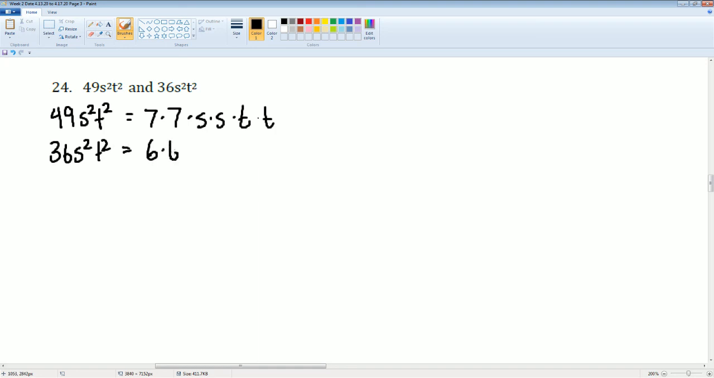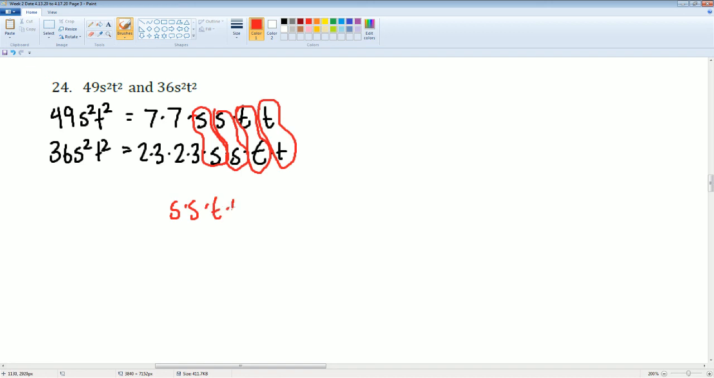36 s squared t squared. 36 is just 6 times 6. Oh, you could break this up though. The first 6 is 2 times 3, and the other one is 2 times 3, right? s times s, t is just t times t. Okay? What do they have in common? You have an s and an s, so you have an s times an s. You have a t here and a t here. So t times t. So the answer here would be s squared t squared, which would be considered your greatest common factor.